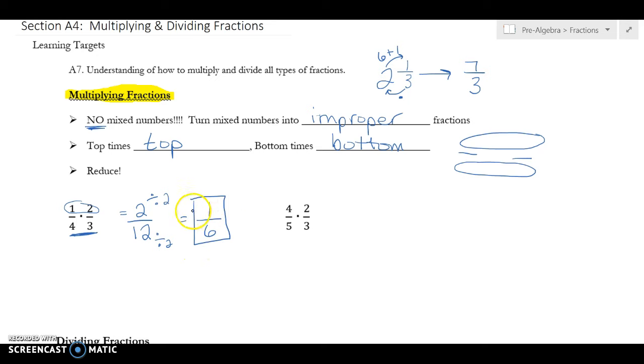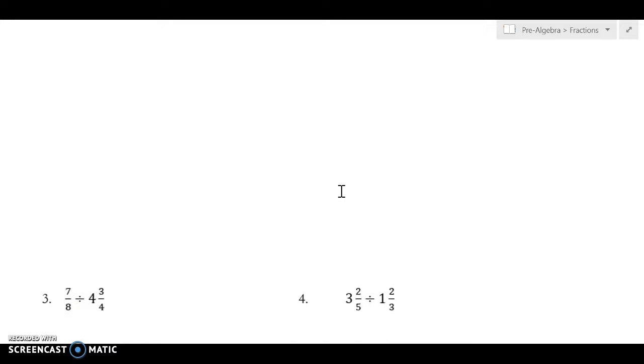So a lot of times multiplying is easier than adding or subtracting. I think where people will get stuck is when you have to reduce. All right, again here, 4 times 2 is 8, over 5 times 3 is 15. And there's nothing to reduce there, so that one's nice. All right, let's go to the examples that are on our other piece of paper.